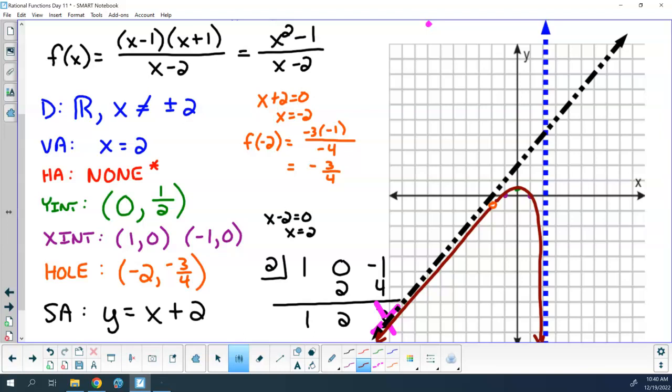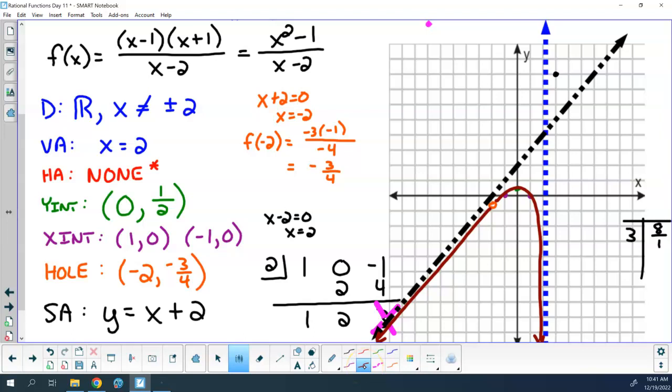Okay? Right zone. Don't have any points over there, so we have to figure out what some of these points might be. So let's go with 3. If I plug 3 into my function, 3 squared is 9, minus 1 is 8. Over 3 minus 2 is 1, so that's 8. There it is.